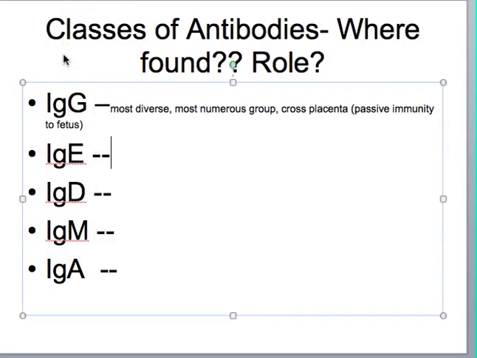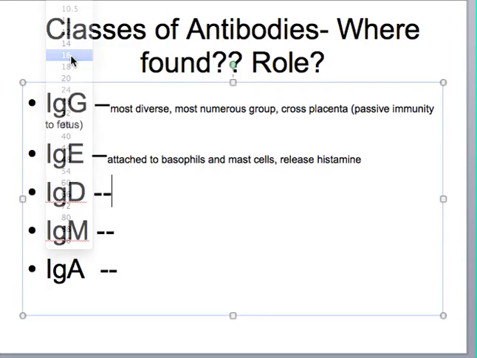IgE is attached to basophils and mast cells. Basophils circulate in the blood, and when basophils are found in tissues, they're called mast cells, and they release histamine. Remember, histamine is a vasoactive chemical that's involved in inflammation, causes the cardinal, those 4 signs of inflammation that we've talked about. So IgE is important in the inflammatory response.